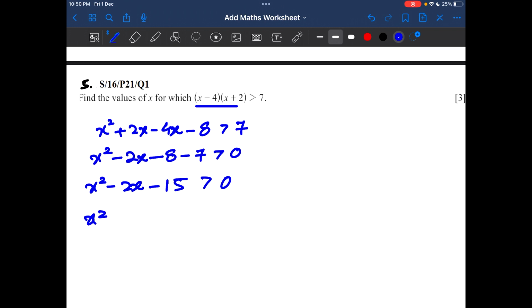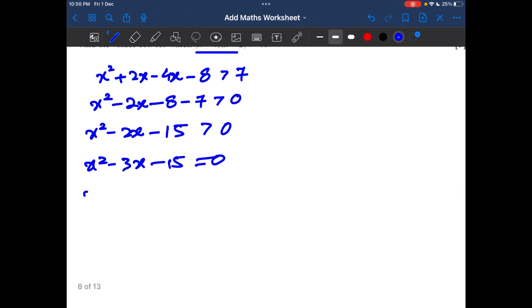For the time being, I'm going to put this value equal to 0 and get the value of x. How am I going to get the value of x? I can use the quadratic formula as well, or I can use middle term breaking. It will become minus 5x.